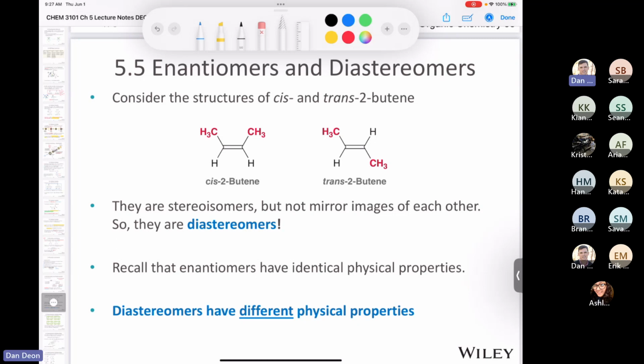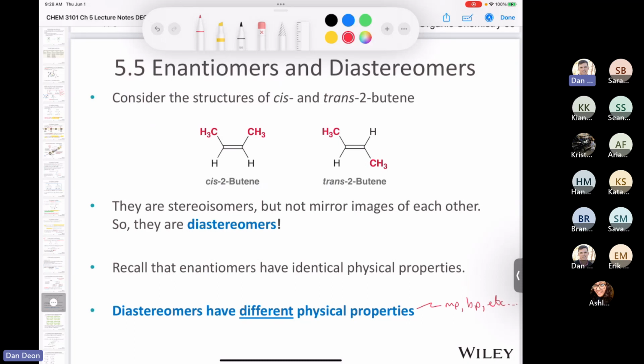So recall that two enantiomers have identical physical properties, but diastereomers, they're not going to pack in the same way, are they? If I have two molecules of this compound versus two molecules of this compound, they're not going to pack in the same way whatsoever, and therefore they're going to have different physical properties. They're going to have different melting points, boiling points, densities, etc.